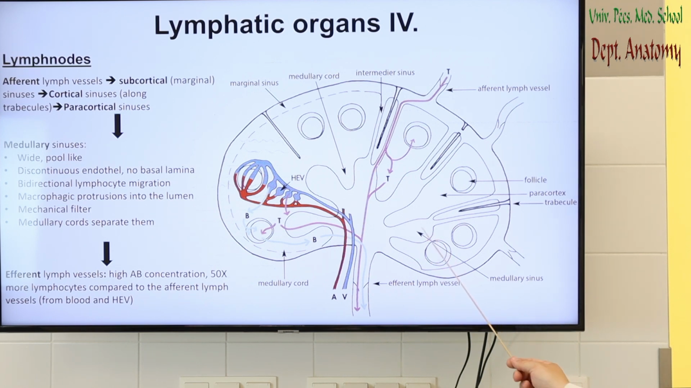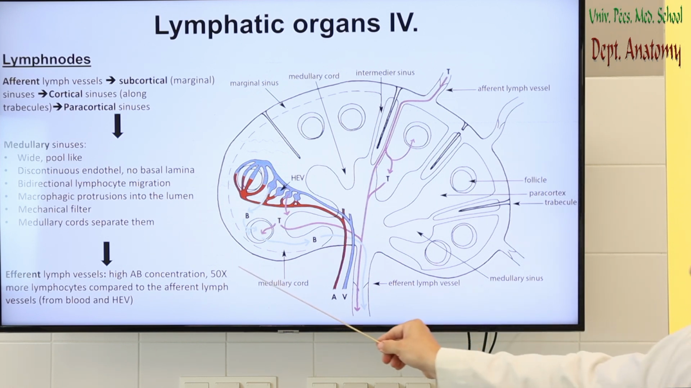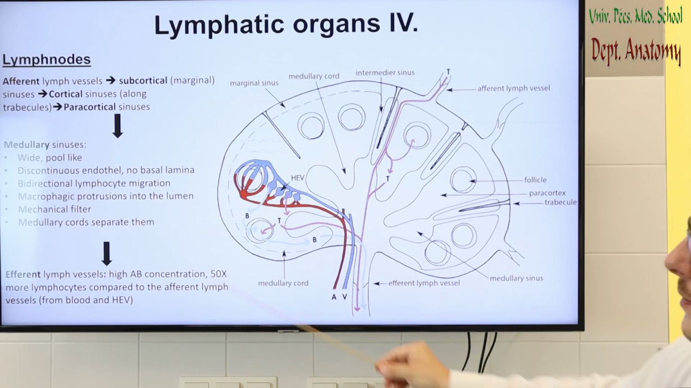And eventually the medullary sinuses will collect into the efferent lymphatic vessels. Here we also have valves. And an interesting fact of the lymphatic fluid within the efferent lymph vessels is that they contain approximately 50 times higher number of lymphocytes than the afferent ones.